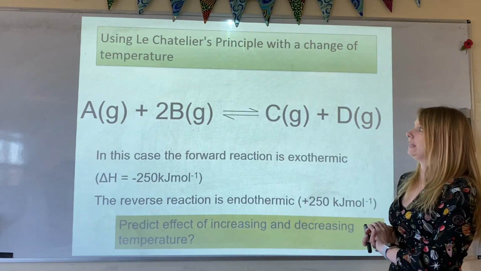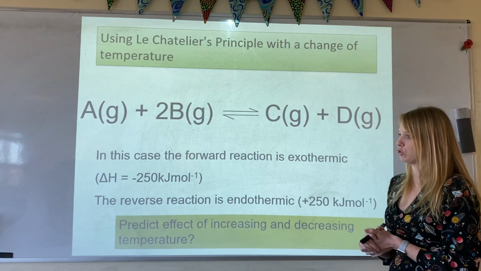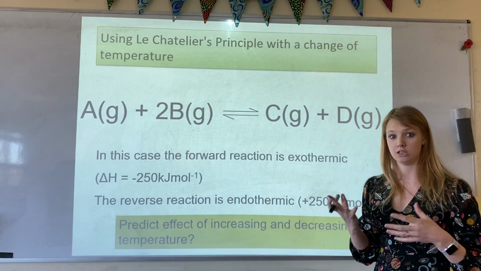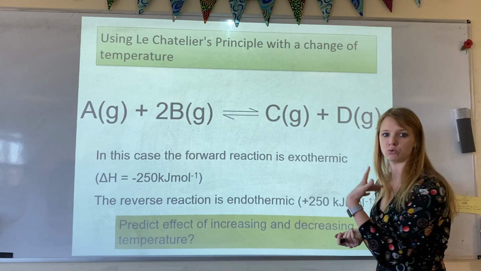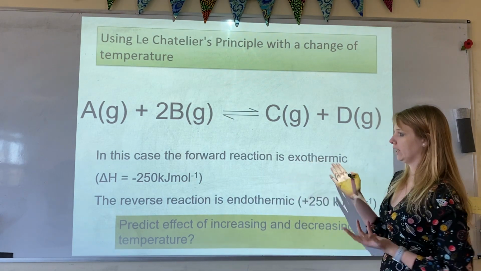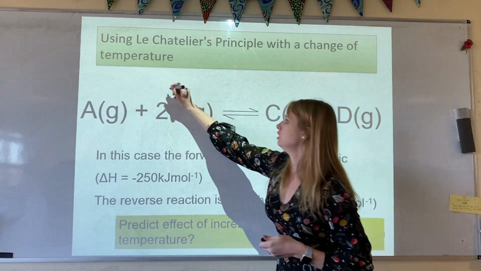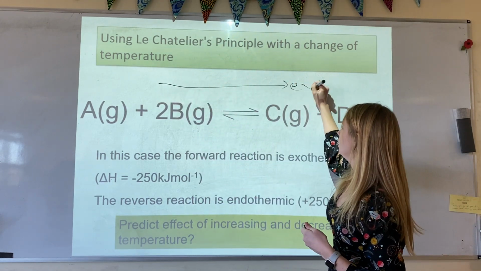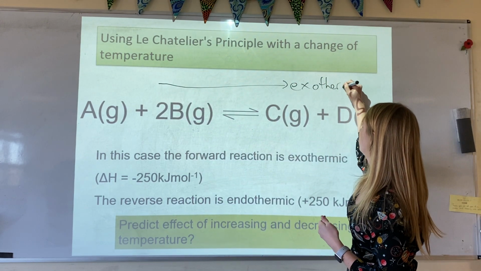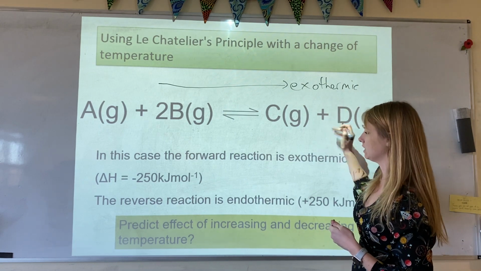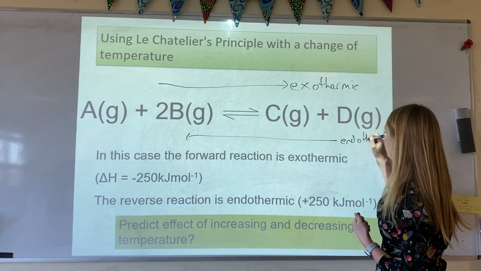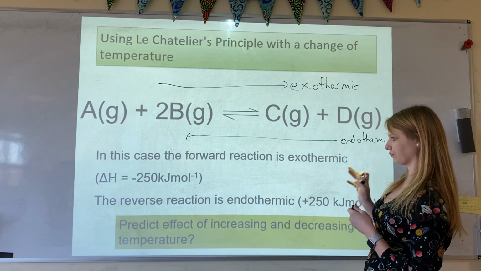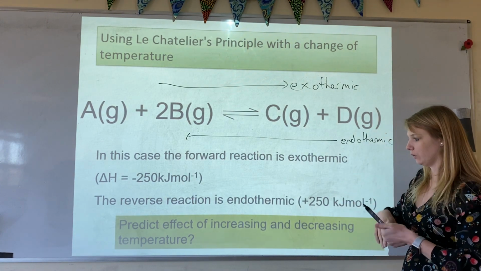The last one is a change in temperature. Okay, and in this case, we need to know which reaction is exothermic and which one is endothermic. So here it's saying that the forward reaction is exothermic. Okay, so it releases heat, which means the backward reaction must be endothermic.